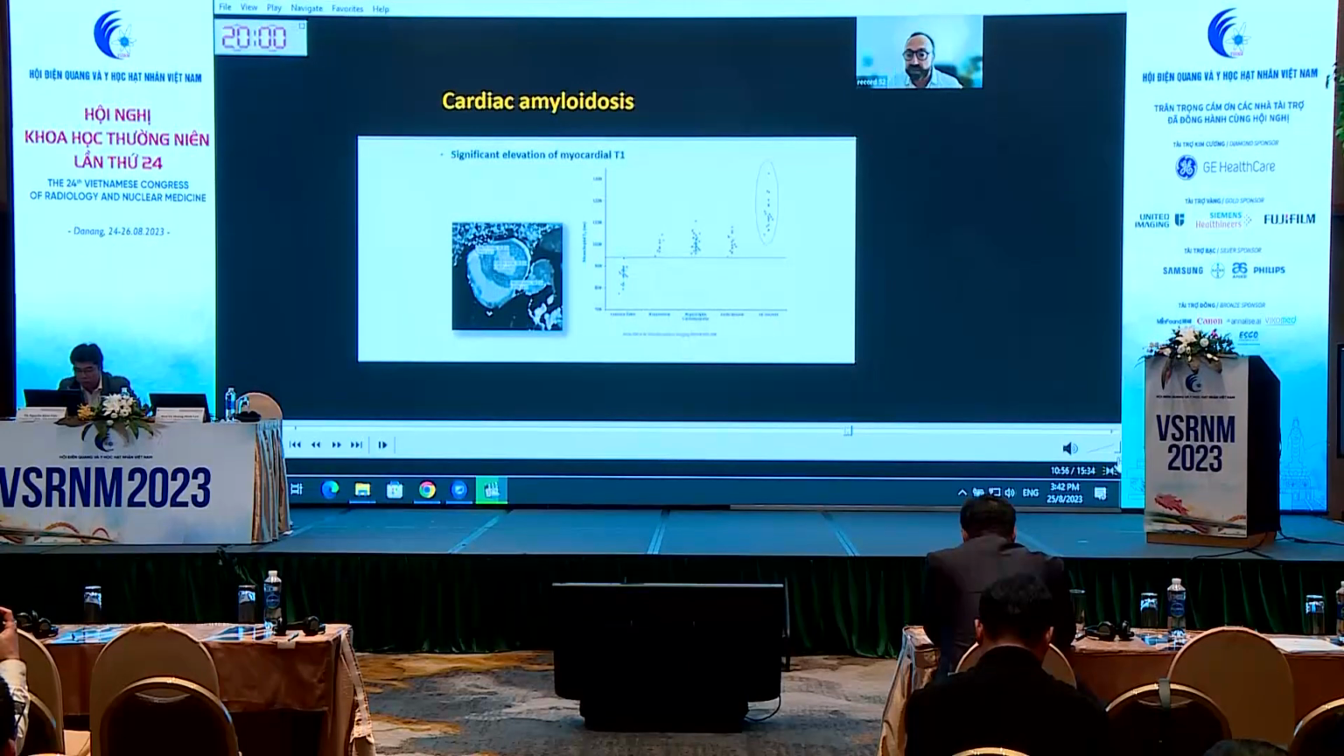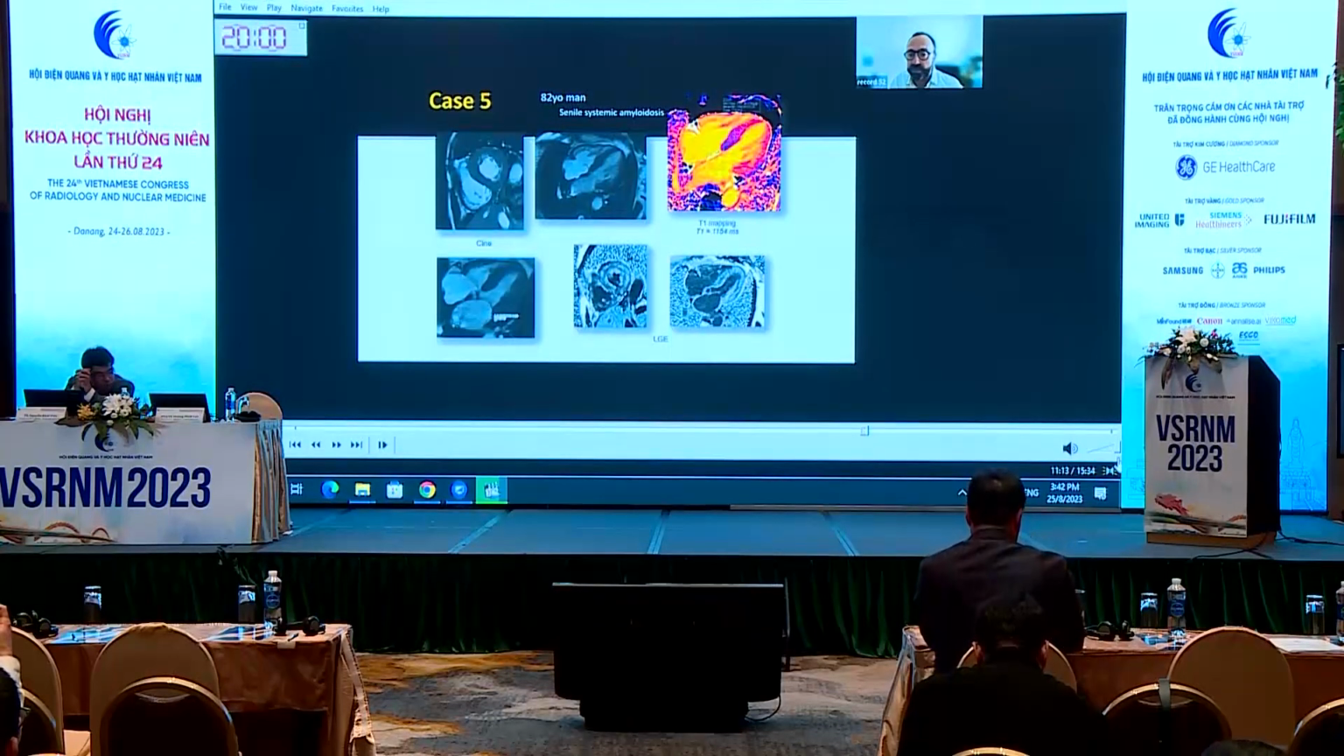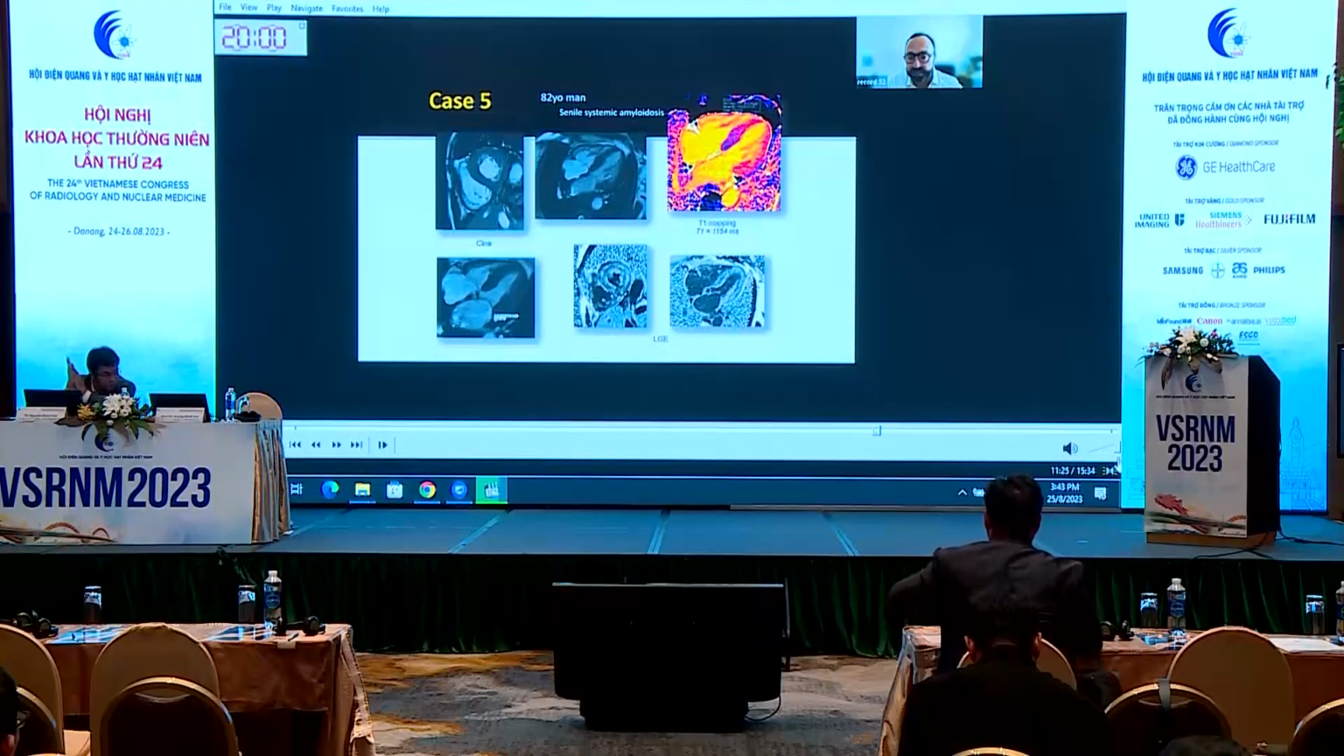Amyloidosis is also the cardiomyopathy showing the highest T1 values within the myocardium, with values above 1,100 milliseconds, much more than the other infiltrations of the heart. This is an example of an old patient with age-related systemic amyloidosis. You can see typical left ventricle hypertrophy on cine, elevated T1, dilatation of the left atrium, and the evocative late gadolinium enhancement pattern.